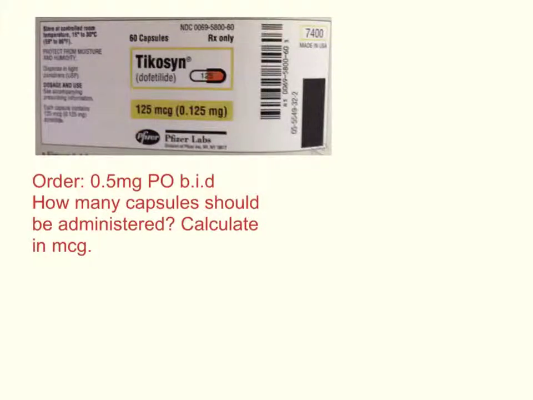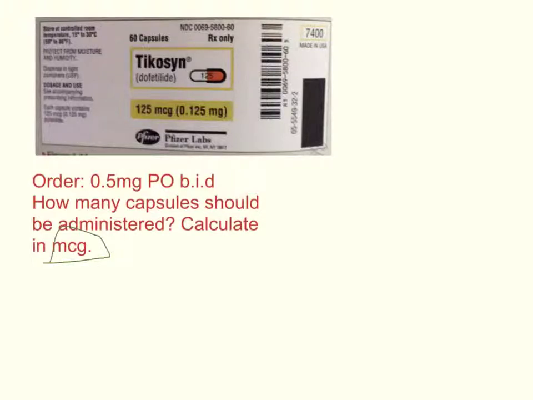So now we come to a multi-step problem, and the reason why it's considered a multi-step problem is because there's more than one conversion you're going to have to do. So we're going to use 2 unit fractions to solve this question. The order that's been given to you is the doctor has prescribed 0.5 milligrams orally twice a day of Ticacin, and the question is asking how many capsules should be administered and to calculate it in micrograms.